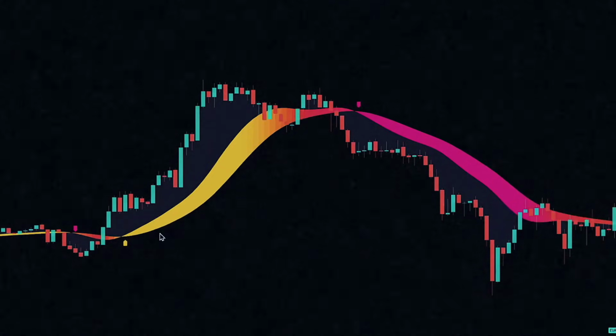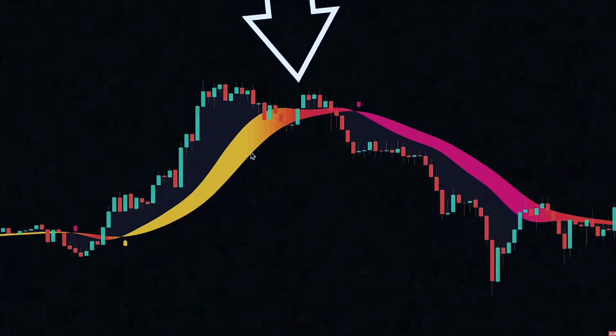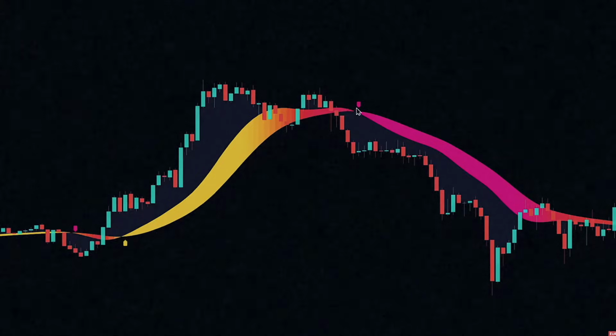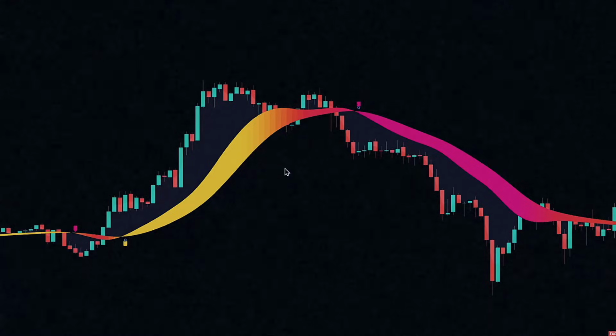After this triple smoothing is done, the indicator calculates a signal line by smoothing the triple smooth moving average further with another moving average. Then it calculates the normalized distance between the triple smooth moving average and this signal line over a specific period. This normalized value is what generates the dynamic color gradients and fills on your chart, giving you immediate visual insights into both the strength and the direction of the current trend.